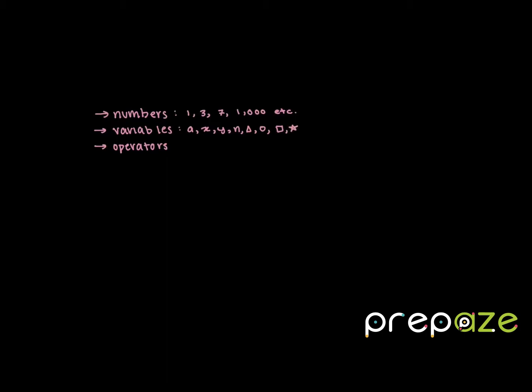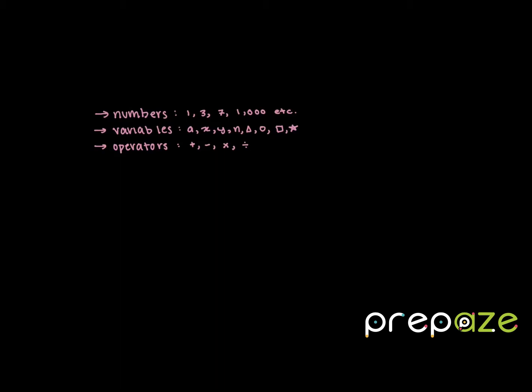And lastly, we have our operators. By operators, what we're referring to is our addition, subtraction, multiplication, and division signs. So now let's look at an example of an algebraic expression, and let's determine the different components of this expression.